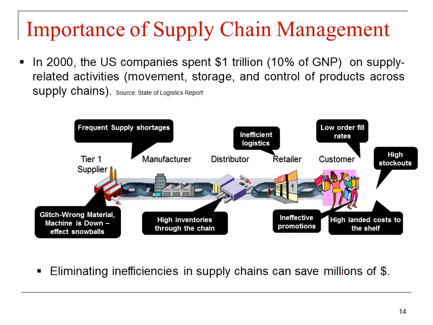We want to minimize the inefficient logistics. So we want to deliver the right product to the right retailer. We want to minimize the ineffective promotions, so we don't want to spend money on things that are not going to help us sell the product that we want to sell. Minimize the high landed costs to the shelf, high stock out, and the low order fill rates. So all those things are part of the cost, and those are things that we can actually improve in our supply chain.